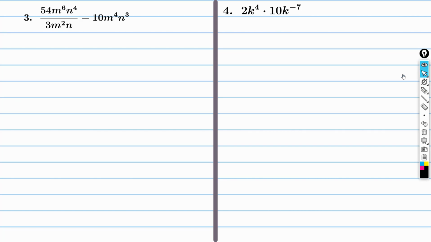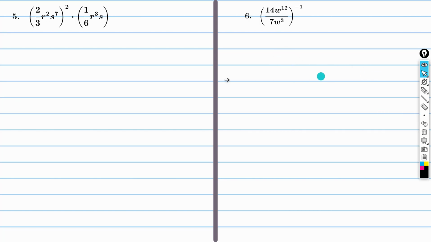So now let's look at number 5. I want you to look ahead and see, what do you think we could do first? You should have said we can take and distribute that one exponent through to everything in that parenthesis. So we're going to take that second power and we're going to distribute it to both pieces of the variables and the fraction. So I have 2/3 raised to the second power.